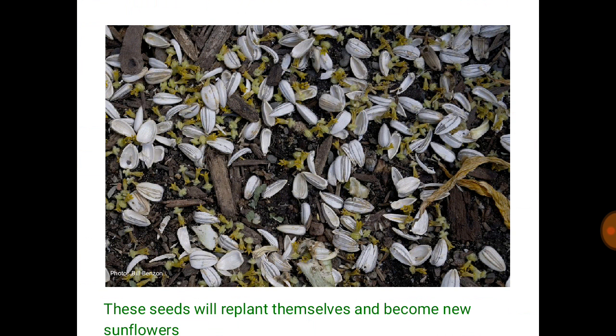Now the seeds will replant themselves, and when the summer begins again, the seed starts the cycle again and becomes a new sunflower. So you can see that the stages of growth in a plant are very unique and straightforward.